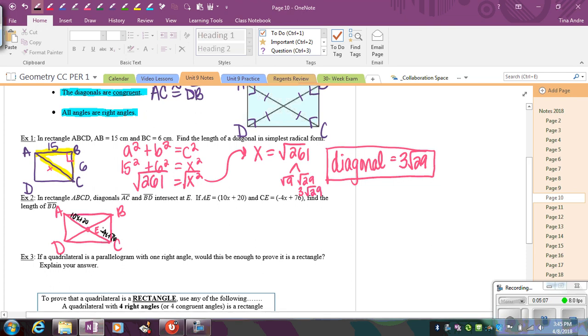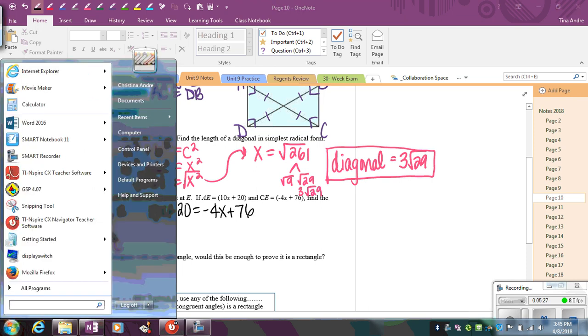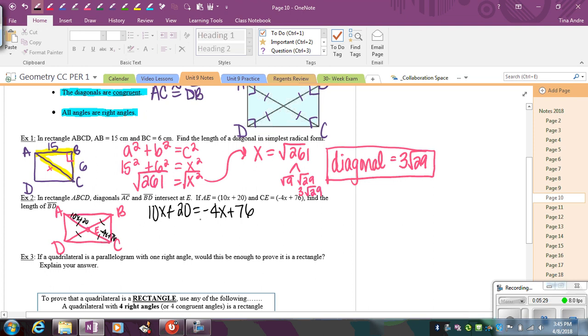So that's where I'm going to go, because remember, all four of these parts are equal because the diagonals bisect each other since it's a parallelogram, and the diagonals are congruent because it's a rectangle, so all four parts are congruent. So what I'm going to do is set those two parts equal. So start with that.